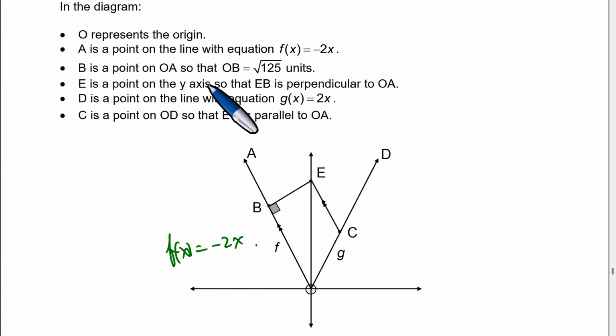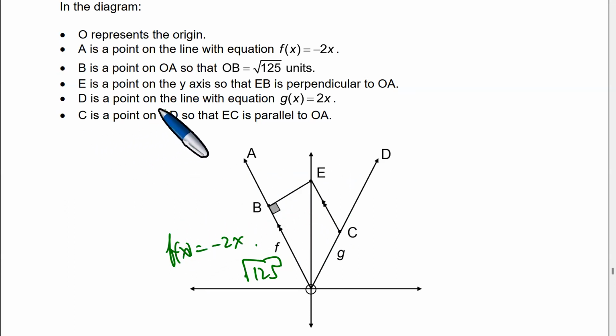B is a point on OA, so that OB is square root of 125. E is a point on the y-axis, so that EB is perpendicular to OA.